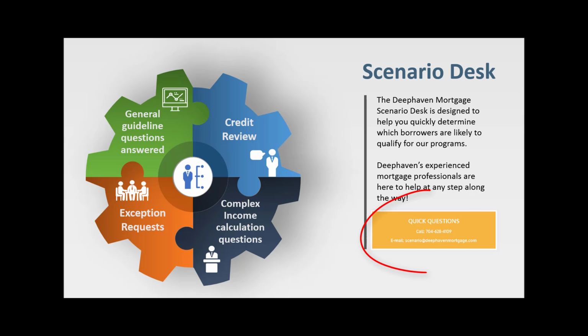So Scenario Desk is where you want to go. That's Deephaven Scenario Desk. Their information is on the web, on our portal. They can answer anything with regards to credit review, complex income calculation questions, exception requests, and guidelines. If you need help, underwriting will always actually calculate income with you, our underwriting department. So reach out to them as well. It's a perfect opportunity to get all the information you need.